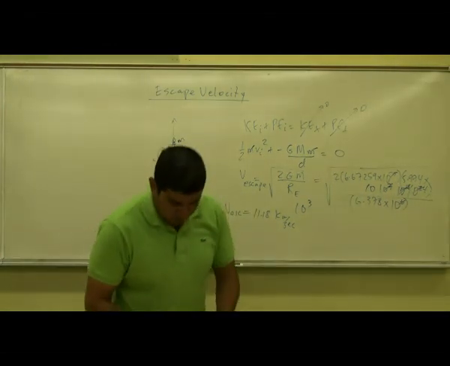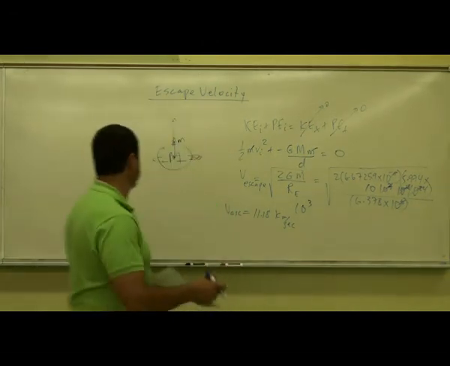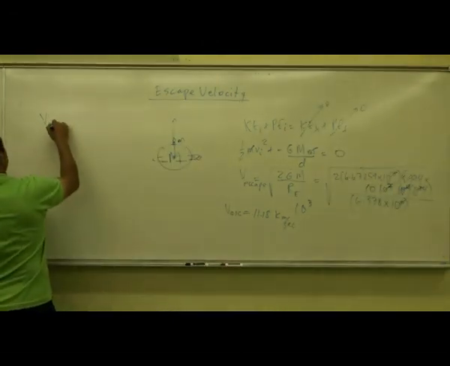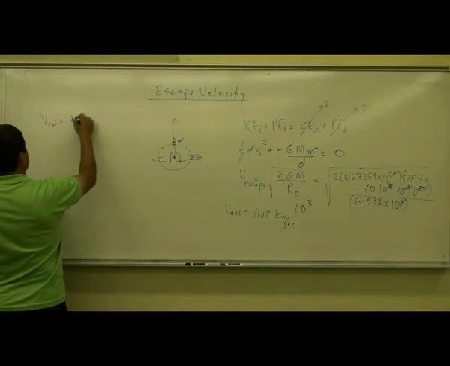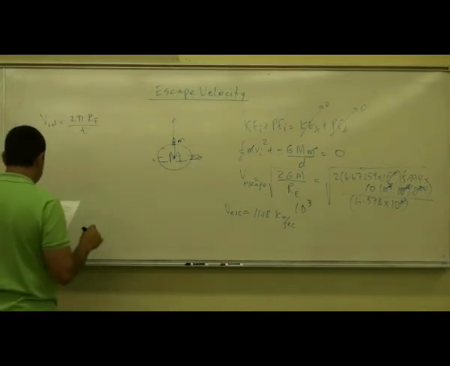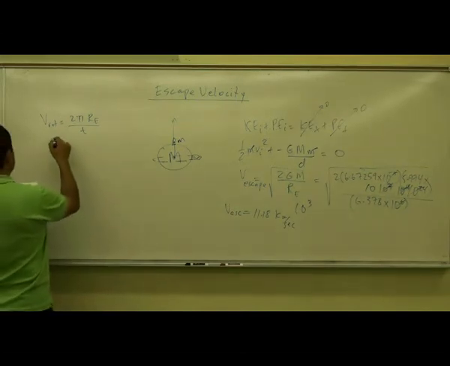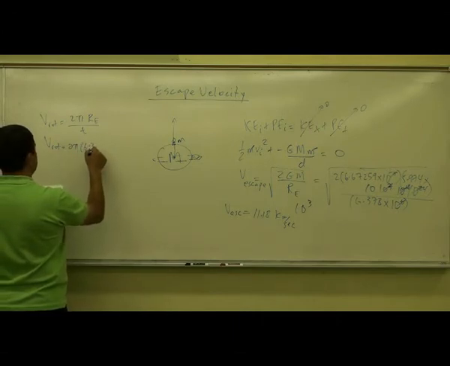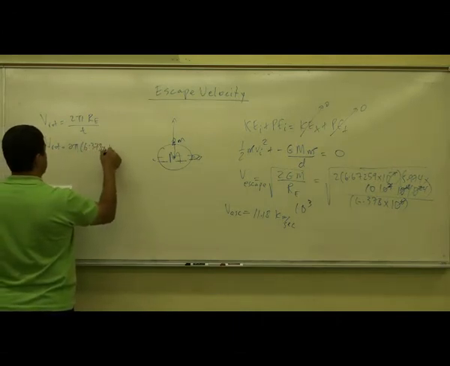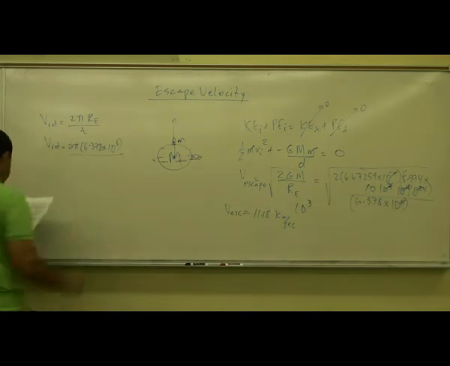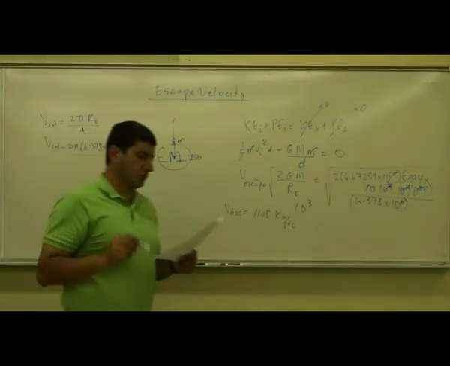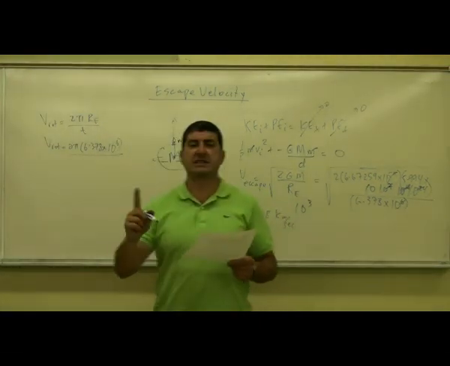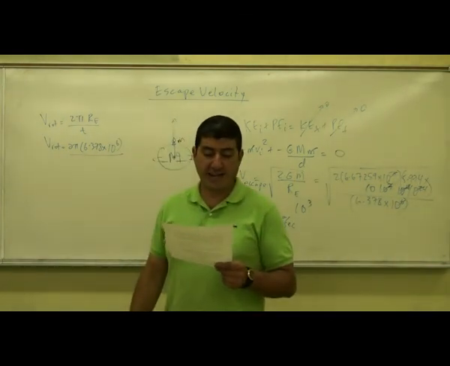So if we calculate the rotational velocity of the Earth, velocity of rotation is 2 pi times the radius of the Earth divided by the period T. So V of rotation, 2 pi times 6.378 times 10 to the 6th, divided by the Earth rotates once in every 23.93 hours.